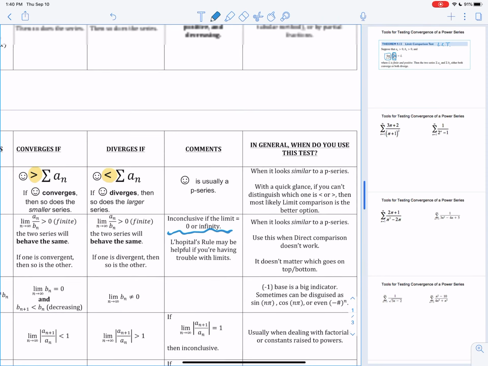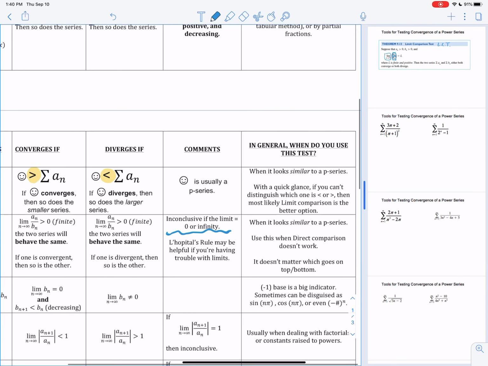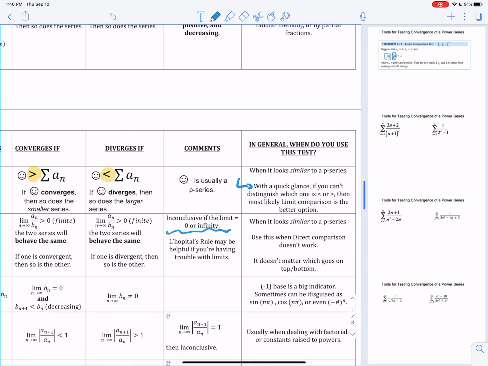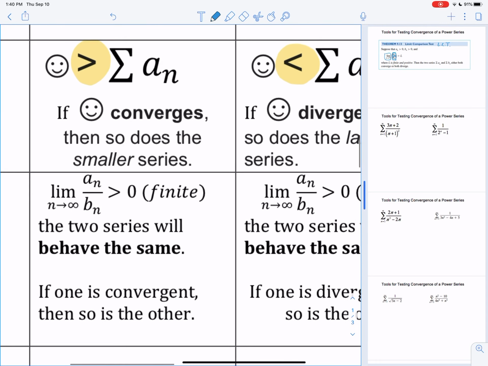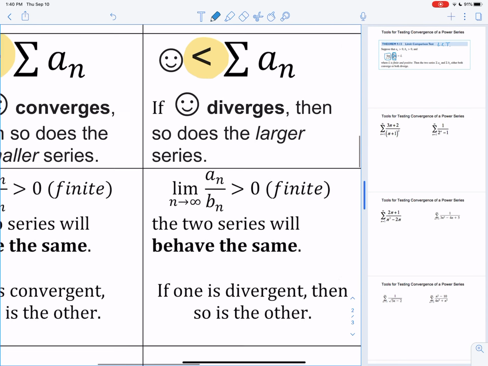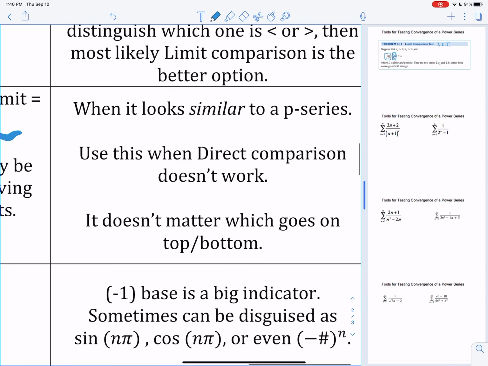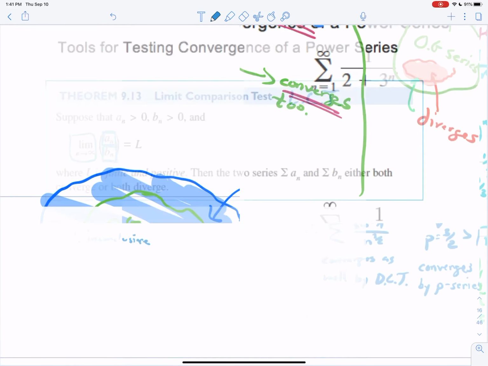Notice how with the direct comparison test, I told you guys, with a quick glance, if you can't distinguish which one is less than or greater than, then the limit comparison is probably the better option. Okay, so for this a sub n and this b sub n, I also made a note that it doesn't matter which one goes on top or which one goes on the bottom. It'll make more sense once I show you what I mean.